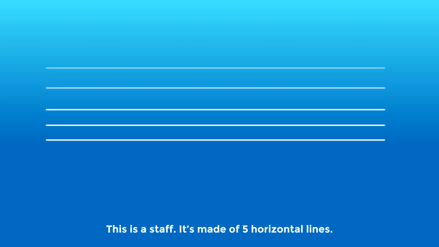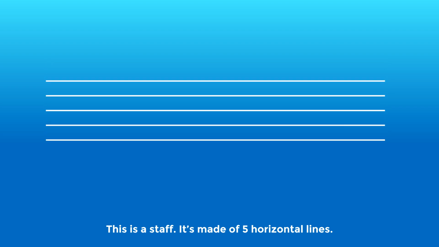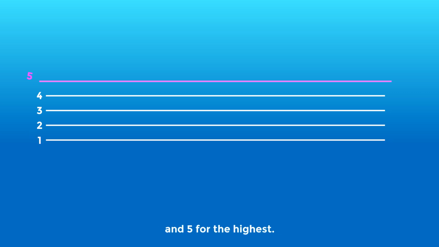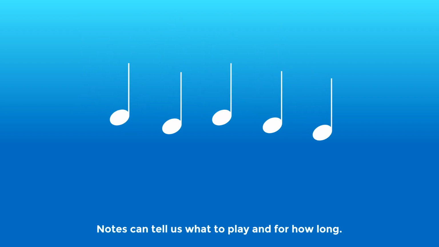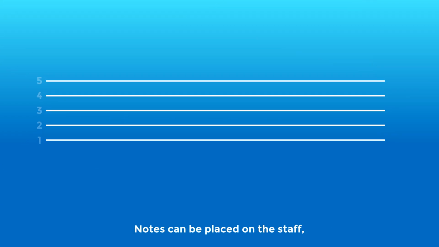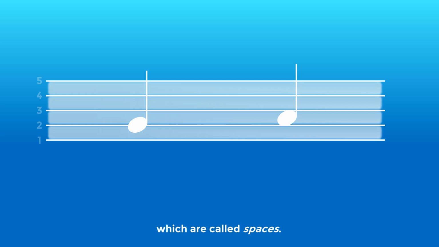This is a staff. It's made of 5 horizontal lines. We number them 1, 2, 3, 4, 5, with 1 for the lowest line and 5 for the highest. That's simple enough. These are notes. Notes can tell us what to play and for how long. Notes can be placed on the staff, either on a line or in the space between lines, which are called spaces.